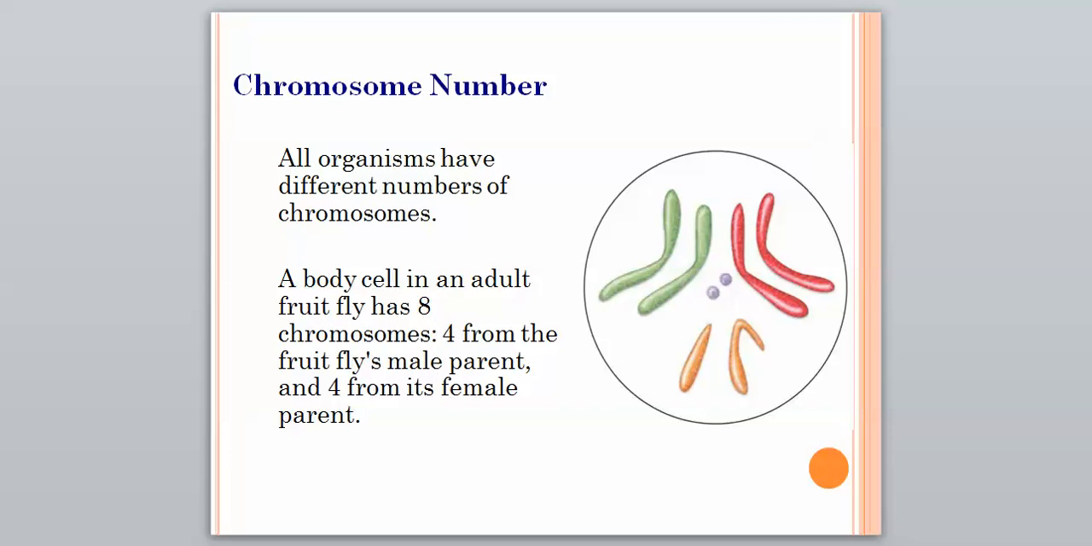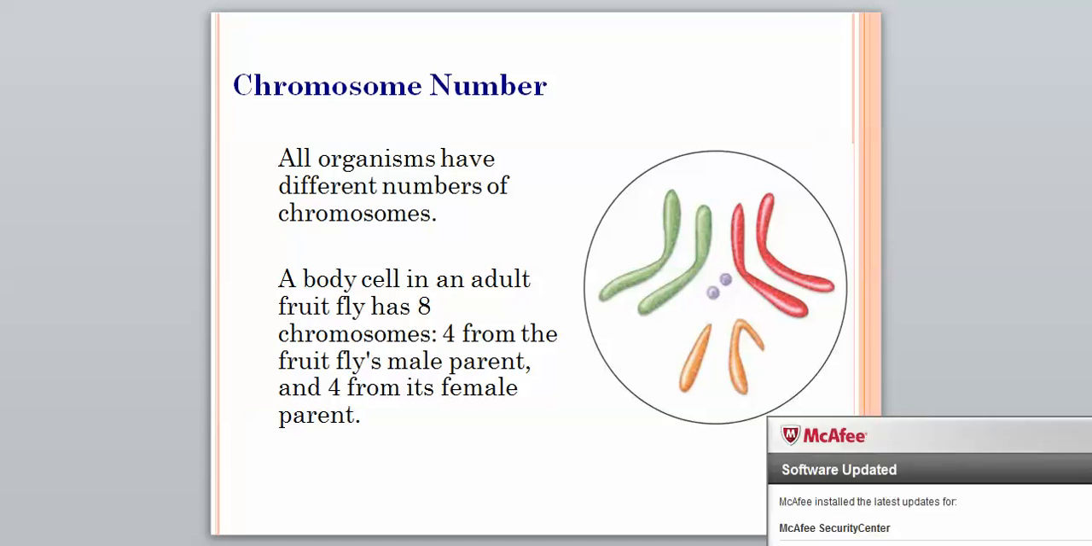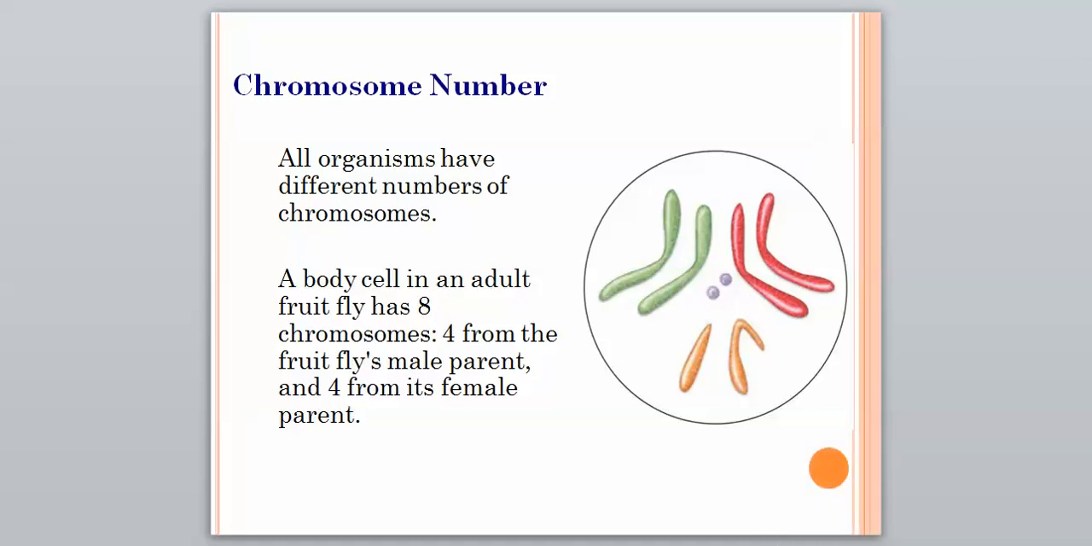And then a little more background information, the next one being chromosome number. All organisms have different numbers of chromosomes. If you remember from our online activity, humans have 23, and the example that they use in your book here is that a body cell of an adult fruit fly has 8 chromosomes, 4 from the fruit fly's male parent and 4 from its female parent. They probably use a fruit fly as an example because it's a lot easier to understand. It's kind of an even number there. So fruit flies, in every adult, have 8 chromosomes. 4 came from the male parent and 4 came from the female parent. So it's pretty simple stuff there, just half and half. Some coming from mom, some coming from dad.